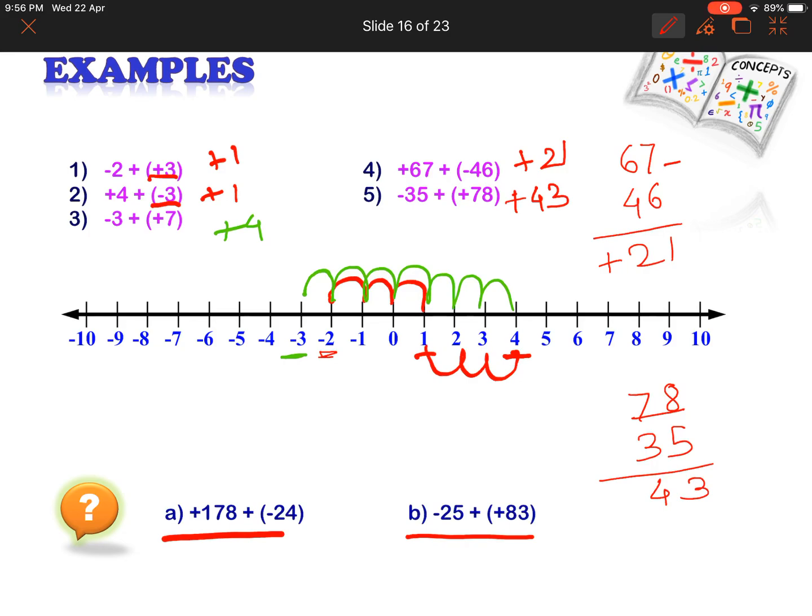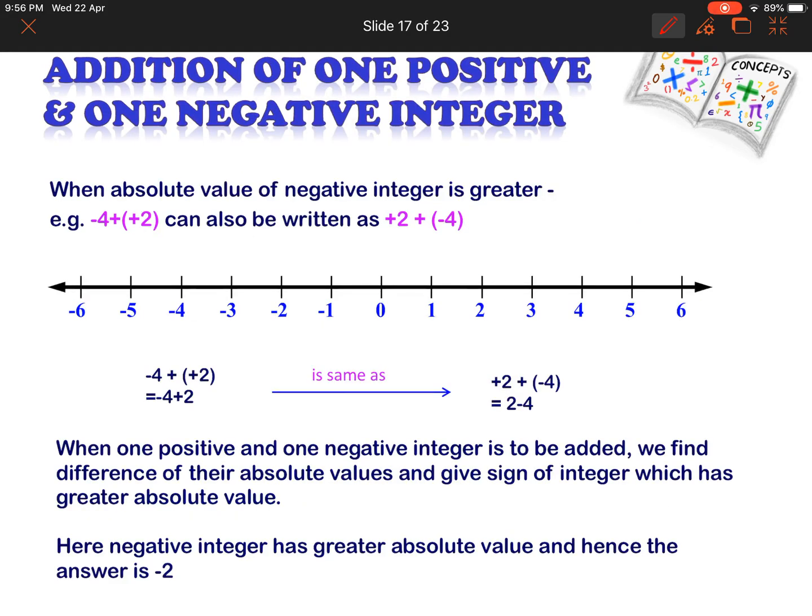Now let's move to our last case of addition, that is addition of one positive and one negative integer when absolute value of negative integer is greater. I have taken here an example where minus 4 has greater absolute value than plus 2. Minus 4 plus 2. Minus 4 absolute value is 4, plus 2 absolute value 2. 4 is greater than 2. Negative integer has higher absolute value. Now again we will apply the same rules.